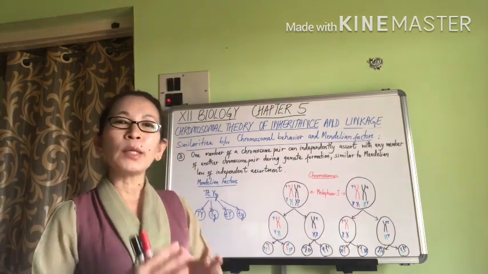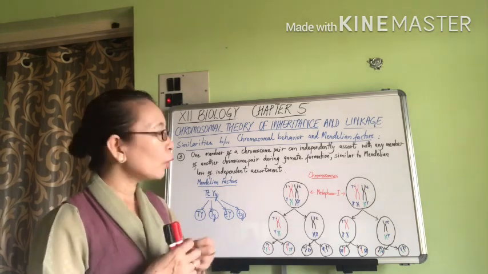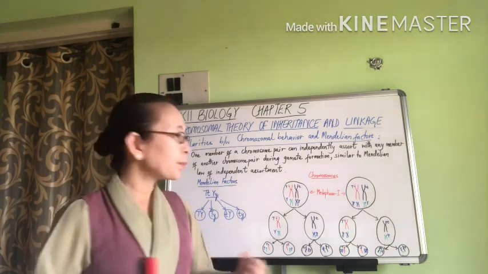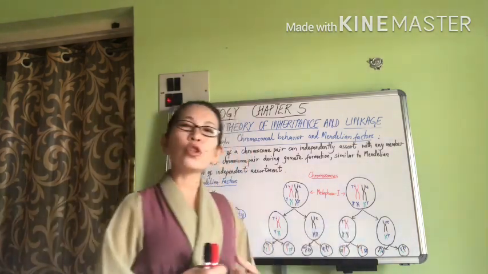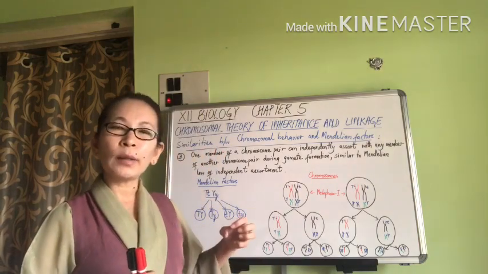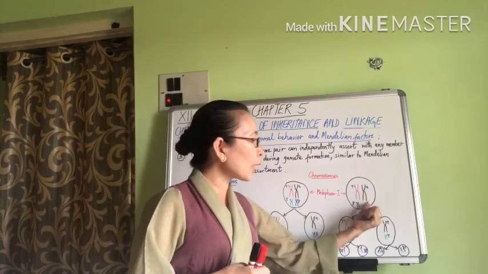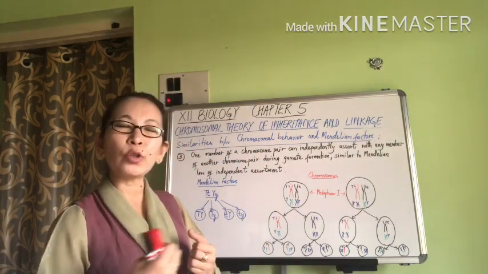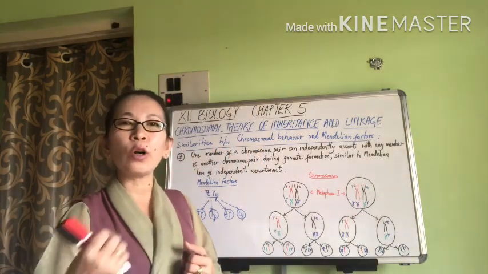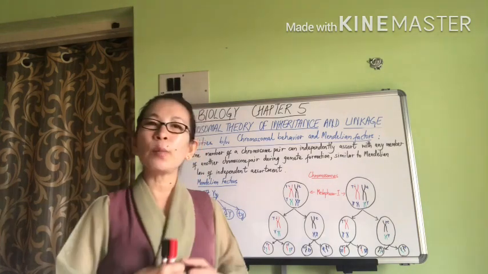And because of such kind of alignment, now during the time of anaphase 1, red long and blue short are going to be pulled towards one pole or towards one daughter cell, and black long and green short are going to be pulled towards the opposite daughter cell or to the opposite pole.